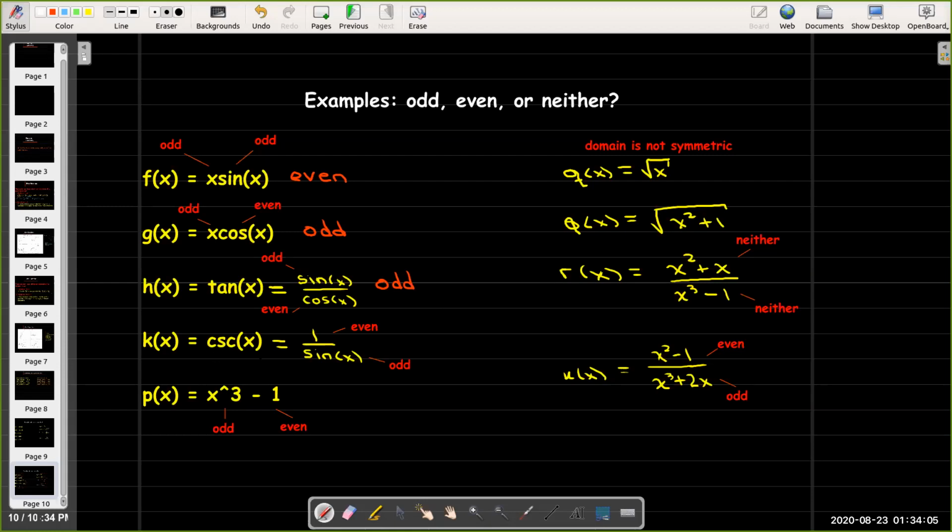Cosecant of x is just 1 over sine of x. Now, 1 being a constant represents an even function. Sine of x is an odd function, and so the quotient is going to be odd.